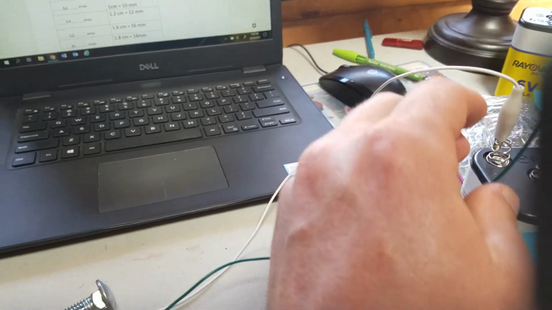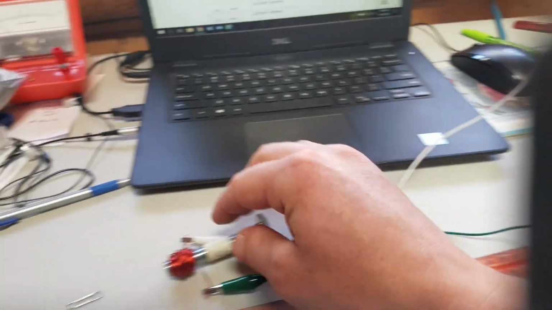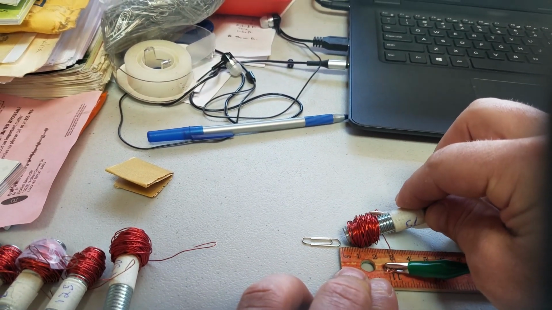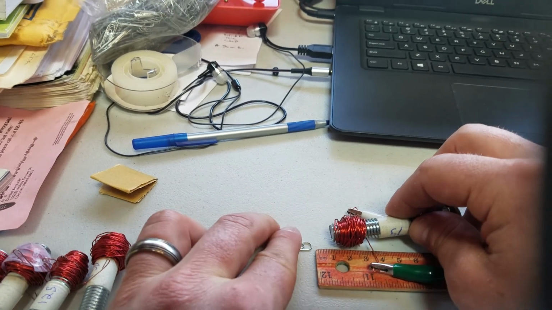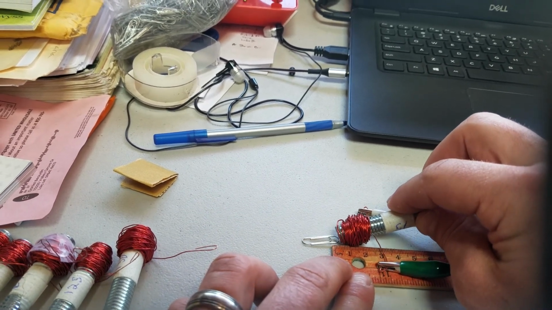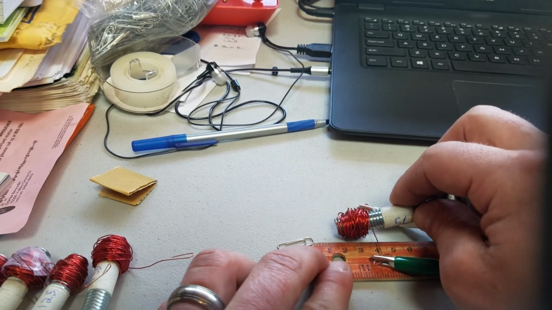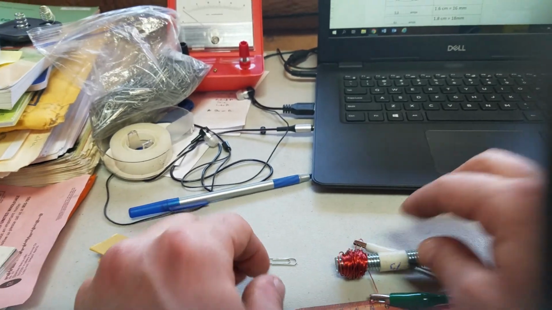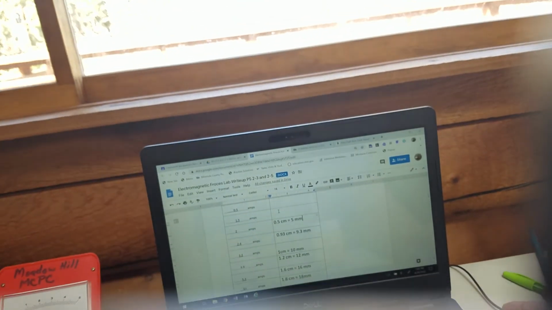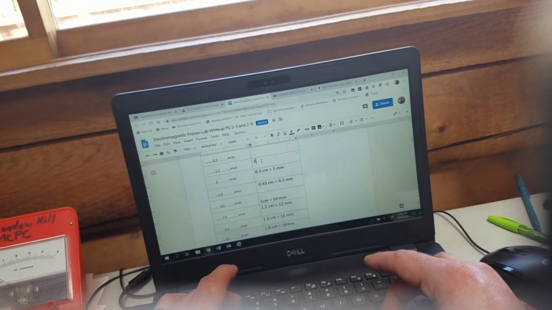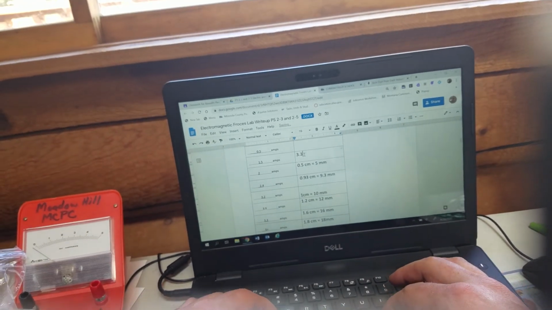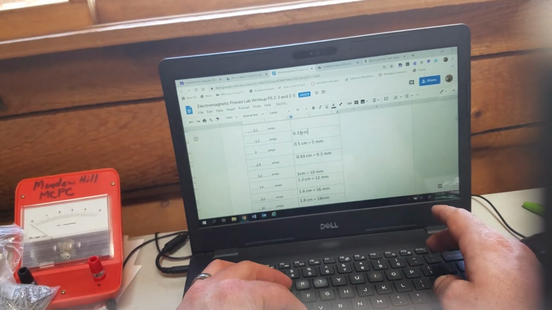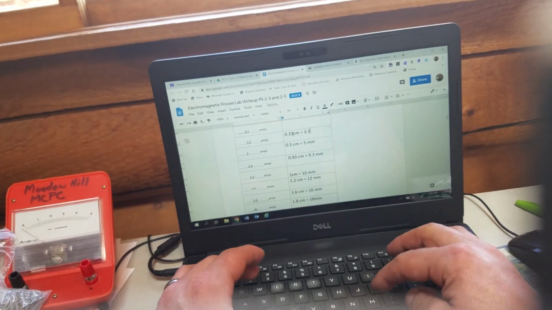All right, so here's my last one at 1.5 amps. Got it all hooked up. How far will it pull it? 3 millimeters. Right about 4 millimeters. And right about 3. So we'll put 3.3 millimeters. Sorry, it should be 0.33 centimeters, which is equal to 3.3 millimeters.